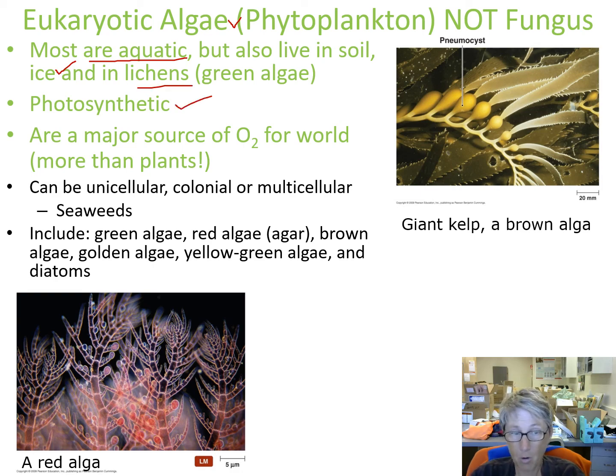Algae are photosynthetic and they're the major source of oxygen for the world. So algae, in terms of making oxygen, are more important than plants. And here's a photograph of a giant brown alga with this thing called a pneumocyst. And if you've ever driven over to San Diego, you probably see a lot of these guys, giant kelp, washing up on the beaches.